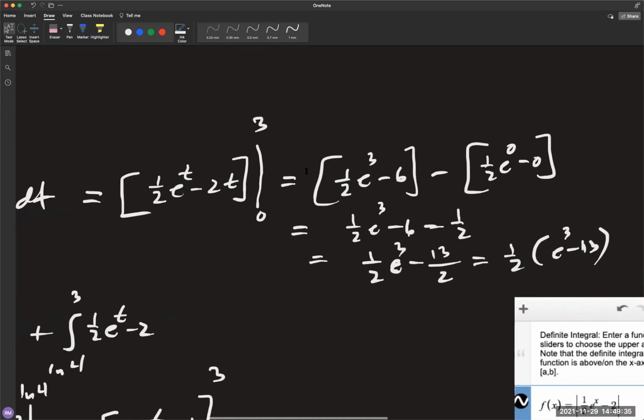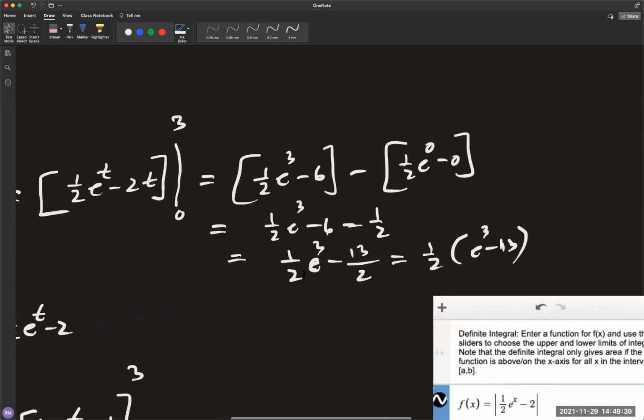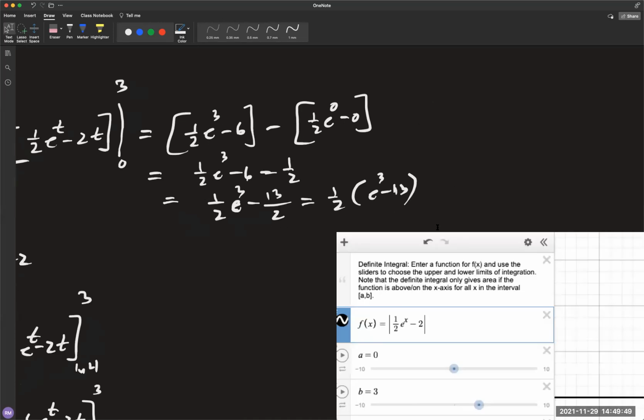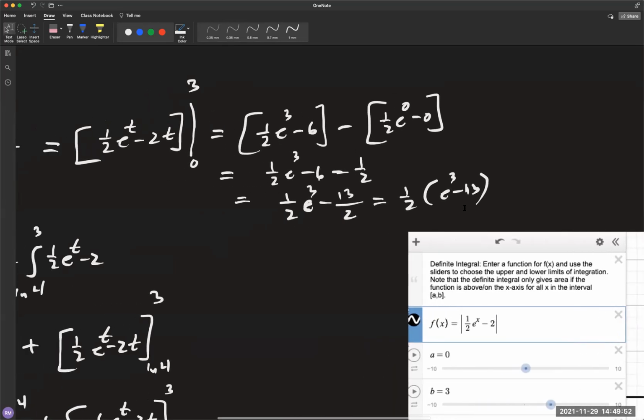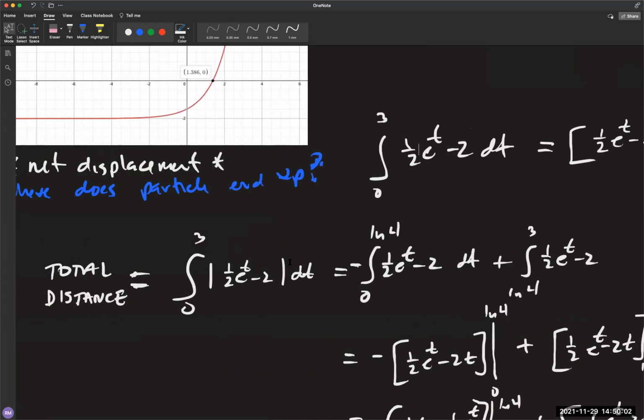And then you substitute 3 and 0 and calculate. And then you get this, again, because we have e's and natural logs potentially, I leave it in exact form: 1/2 times e cubed minus 13. So you have that there. That becomes its displacement, where we can get that as an exact value, and that would be its displacement, where it ends up with respect to its starting location.